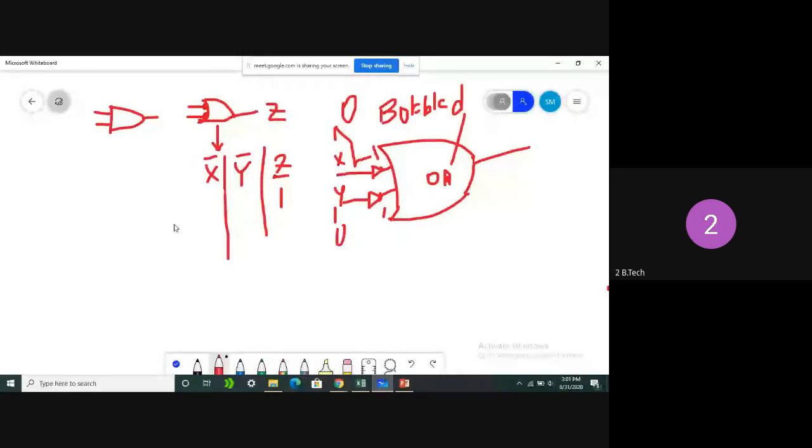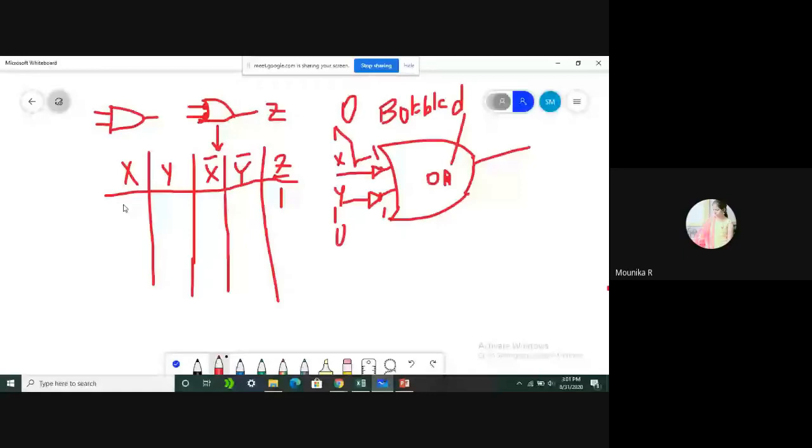Everyone meanwhile should remember what is the output of NAND. Okay. So there we can check with the output of bubbled OR. Now everyone will get this. Now tell me what are the normal combinations of X and Y? Normal combinations of X are 0, 0. Clear?